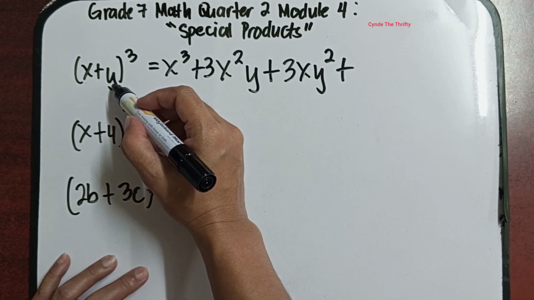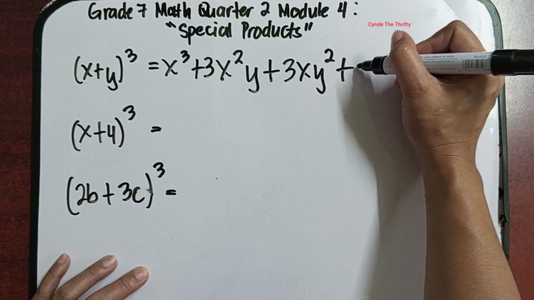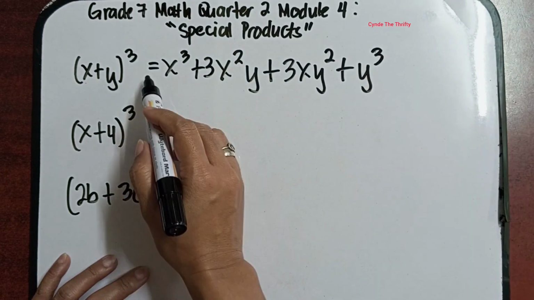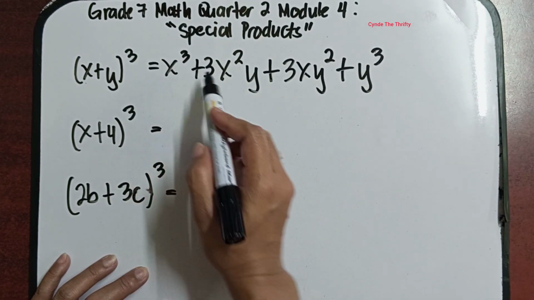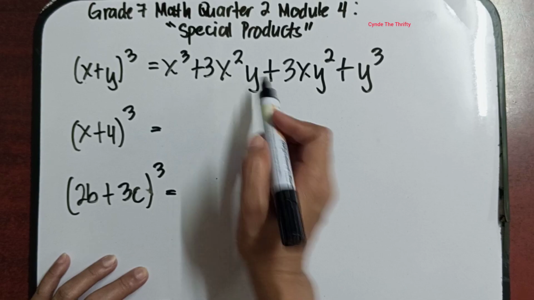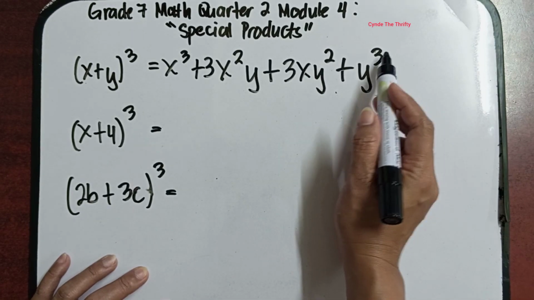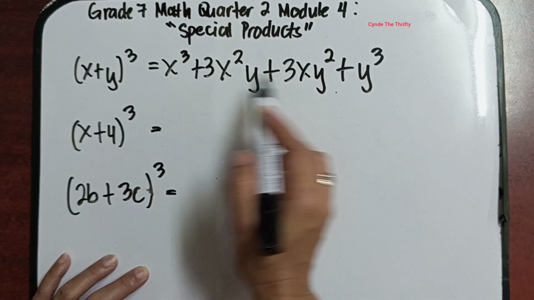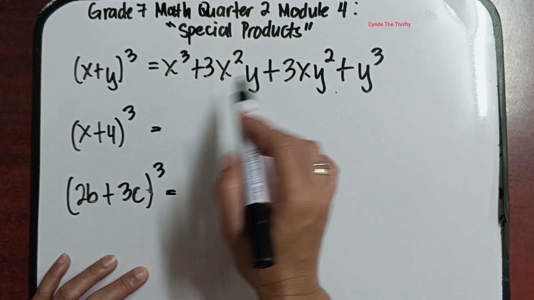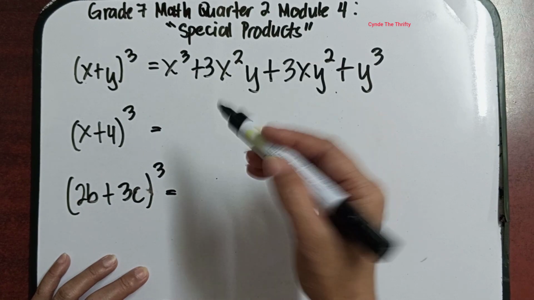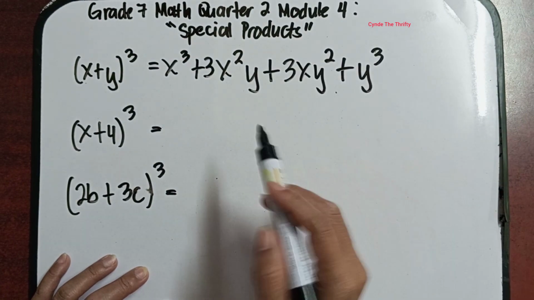So, ang second term natin is y. So, i-add natin ang kanyang cube. So, that is y cube. Okay, so meron na tayong sagot agad. x cube plus 3x squared y plus 3xy squared plus y cube. Okay, so kung alam mo ang special product na ito, kung alam mo ang sum of cubes, masasagutan mo na siya agad kaysa gagawin mo yung long process of multiplication.